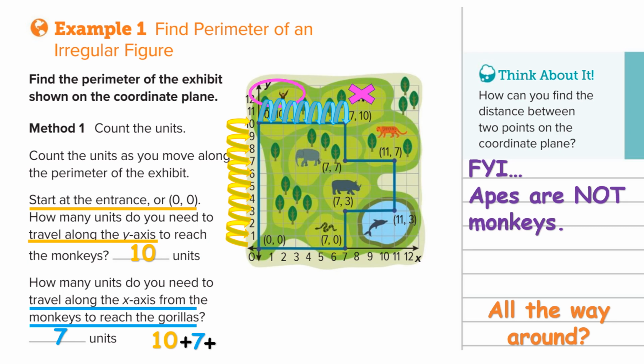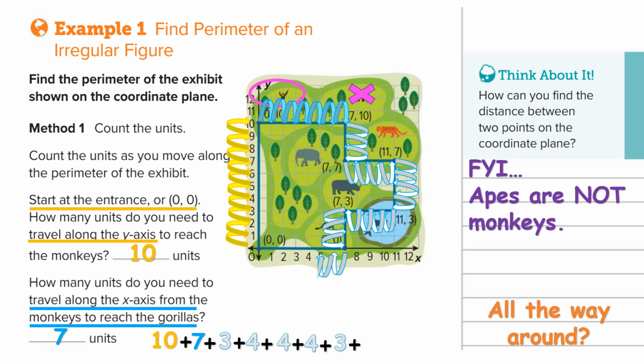Well, going from the gorillas down to the elephants, I go from 10 down to 7, and that's 3. And then I'm going to go from 7 to 11, and that's 4. And then I go from 7 down to 3, and that's another 4. And then I go from 11 back to 7, and that's 4. And then from 3 down to 0 is 3. And then from 7 all the way back to the entrance gate is 0, so that's got to be 7.